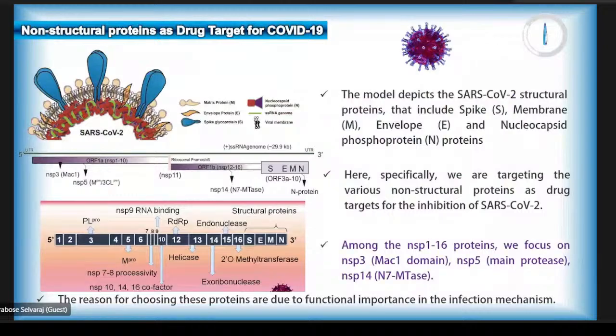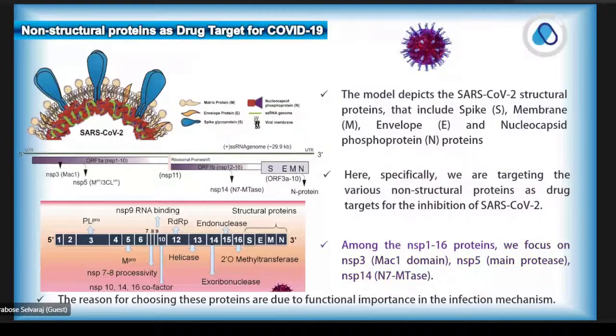There are many other works also. Let me continue with the non-structural proteins, because they are more involved in the mechanism: main protease, NSP14, that is N7-methyltransferase. These are the proteins. Why did I choose these proteins for my research work? Because these three proteins have the main role in the mechanism.